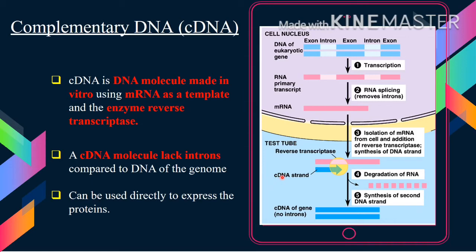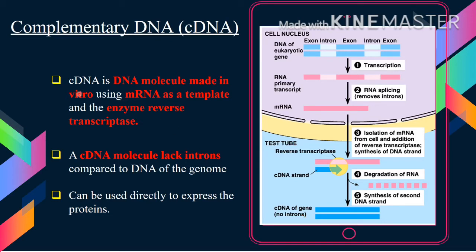After completion of the first strand of cDNA, we will degrade the mRNA using the degradation enzyme and continue with the synthesis of the second DNA strand using DNA polymerase enzyme. At the end of this sequence, we will have two blue strands, which means we are forming cDNA without introns.